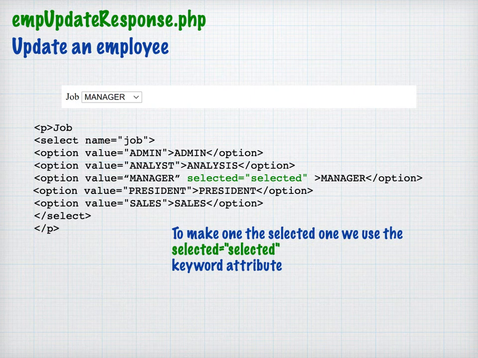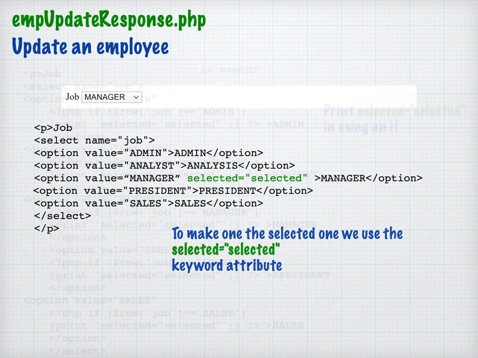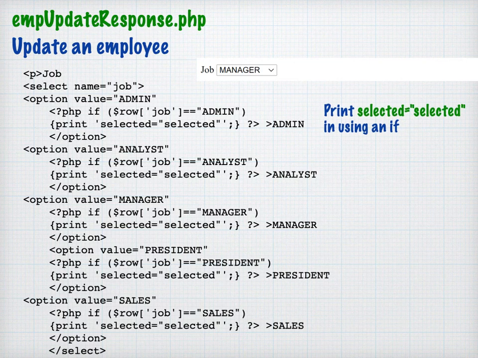What we're going to do is we're simply going to test, and we're going to basically say, if this person is an admin person, we'll print that selected green code into admin. If the person is an analysis person, we'll print it on that row. If it's a manager, we'll print it on that row. If it's a president, we'll print it there. And if it's a salesperson, we print it on the fifth and final row. Now that looks, unfortunately, quite complicated because it looks like this.